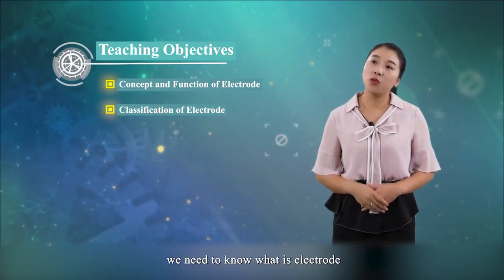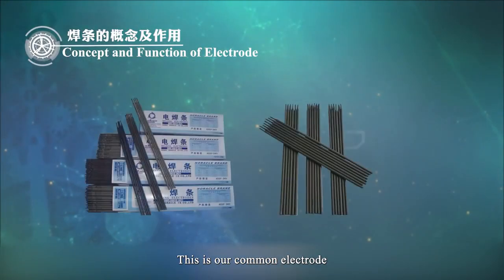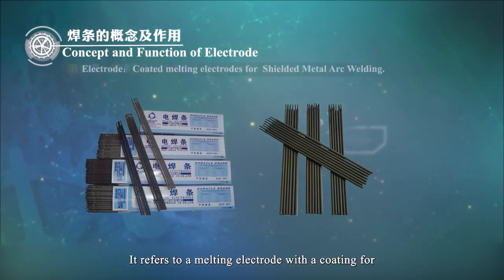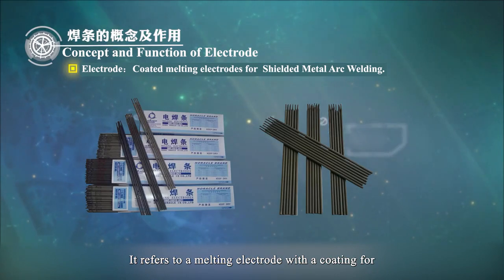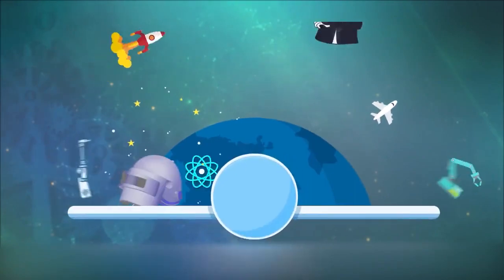First of all, we need to know what is electrode. This is our common electrode. It refers to a melting electrode with a coating for shielded metal arc welding.